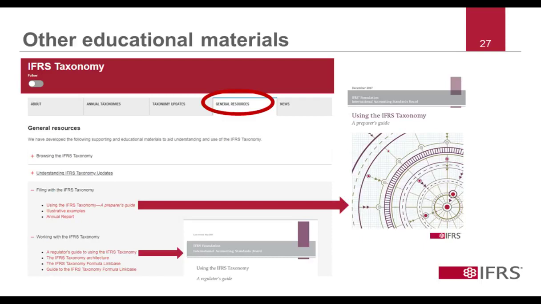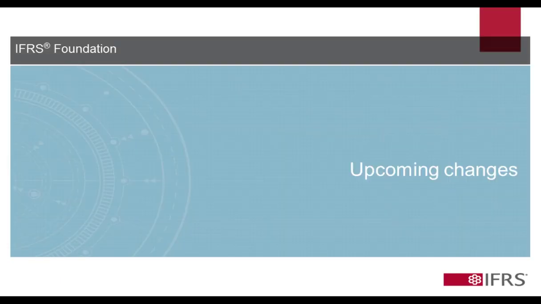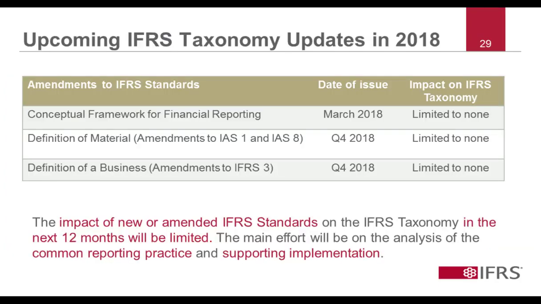Now I will hand over to Anne to talk a little bit about what we are working on right now. Thank you, Isa. So on slide 29, we can see mention of amendments to IFRS Standards and their date of issue for 2018. So conceptual framework in March, definition of material, amendments to IAS 1 and IAS 8, expected Q4 of this year, and definition of a business, amendments to IFRS 3, expected Q4 of this year.